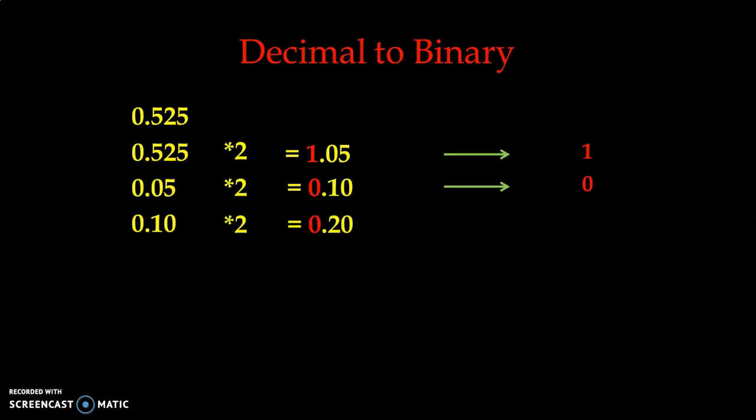Answer will be 0.20. Again the integer value is 0. We are taking 0 apart, and then 0.20. Again we are multiplying with 2. Then the product will be 0.40.